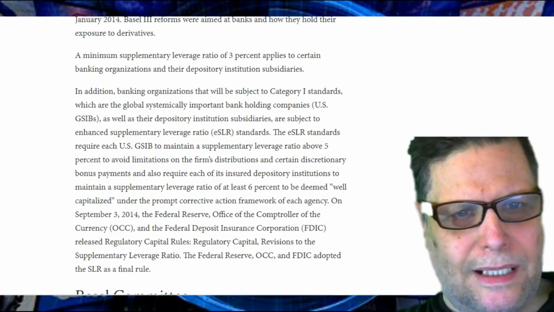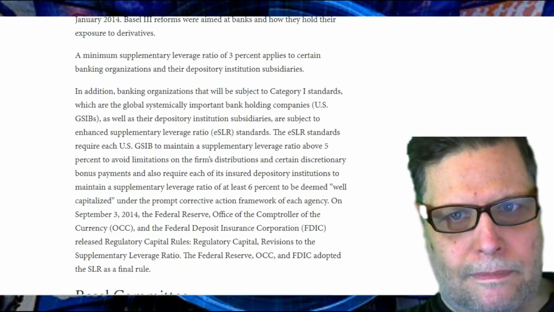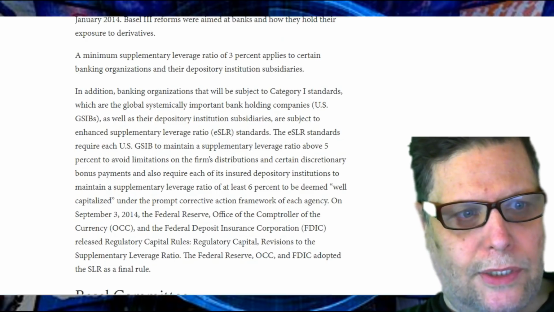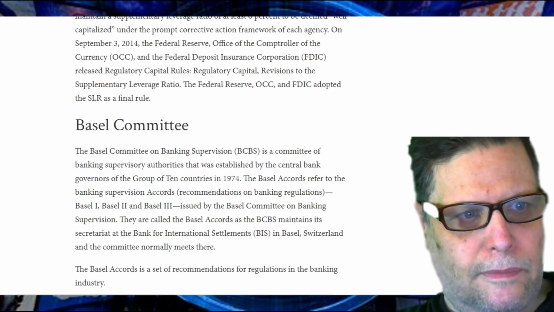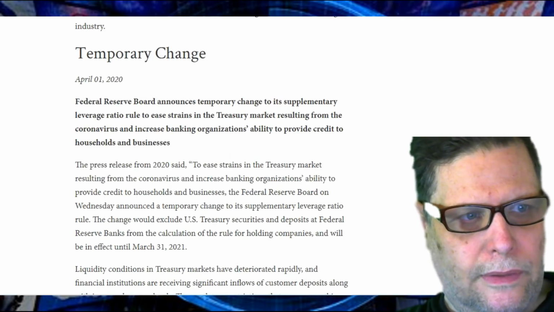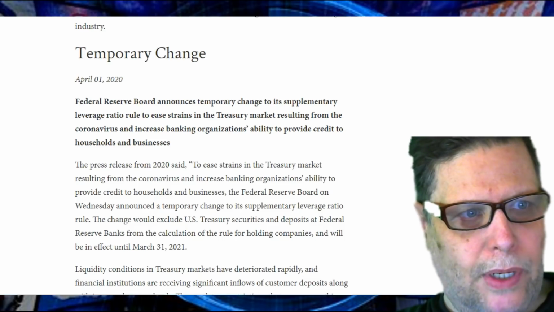Okay, so basically what's going on here is they made changes to this SLR for the COVID thing, right? It says temporary changes. April 1st, 2020, the Federal Reserve Board announced temporary changes to its supplementary leverage ratio rule to ease strains on the Treasury market resulting from the coronavirus and to increase banking organizations' ability to provide credit to households and businesses.